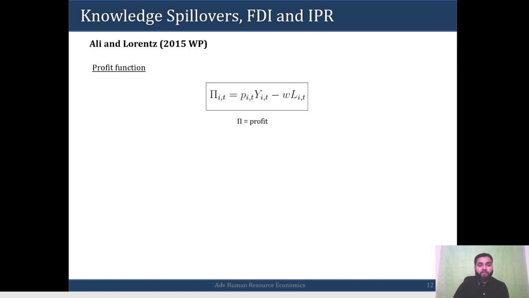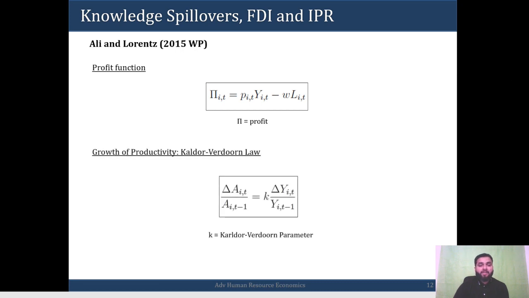Then we have the profit function. Profit is revenue, which is price multiplied by output, minus wages multiplied by labor. So this is profit, very simple. And then we have growth of productivity. How much the productivity grows depends on the growth of your output.